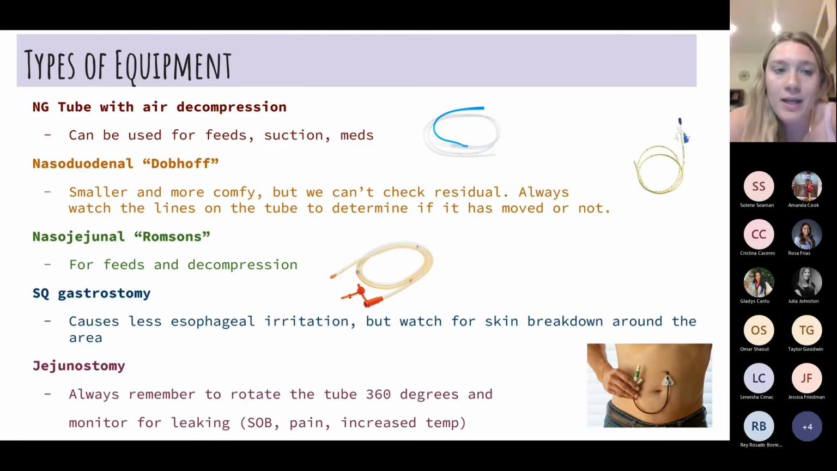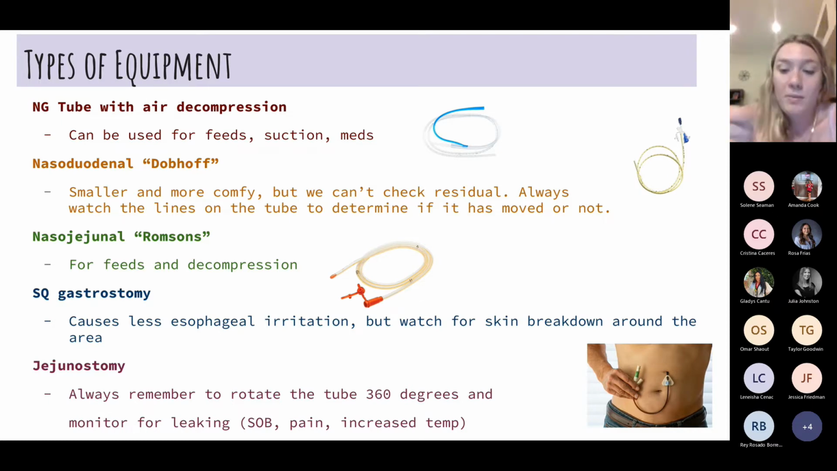Different types of equipment, I would just be cognizant of what does what. Our Dobhoffs are smallest, so why are we worried about our Dobhoff? Well, we don't want to be crushing meds and putting it in there because it can clog, because see how skinny it is. Our Rompsons can do a lot. Our gastrostomy and jejunostomy, we actually go through the abdomen and we place something directly into the stomach. So think about all the concerns around that area. It's an open area. Monitor for infection, irritation, etc.